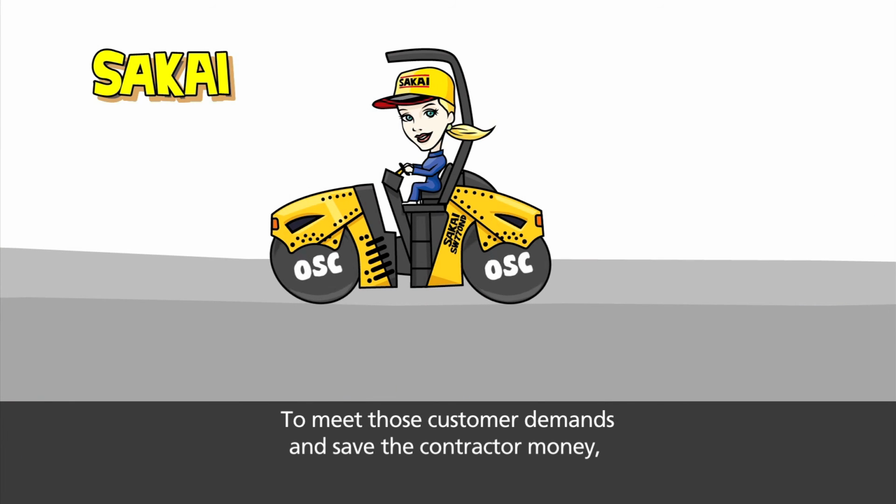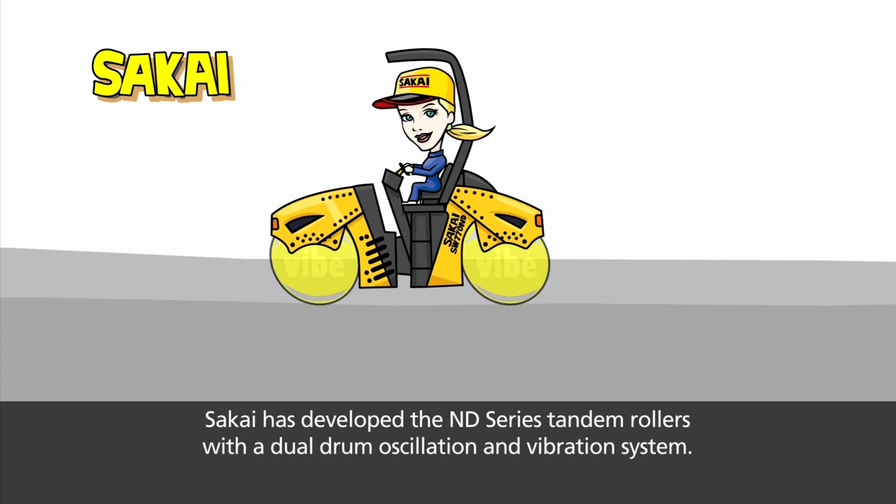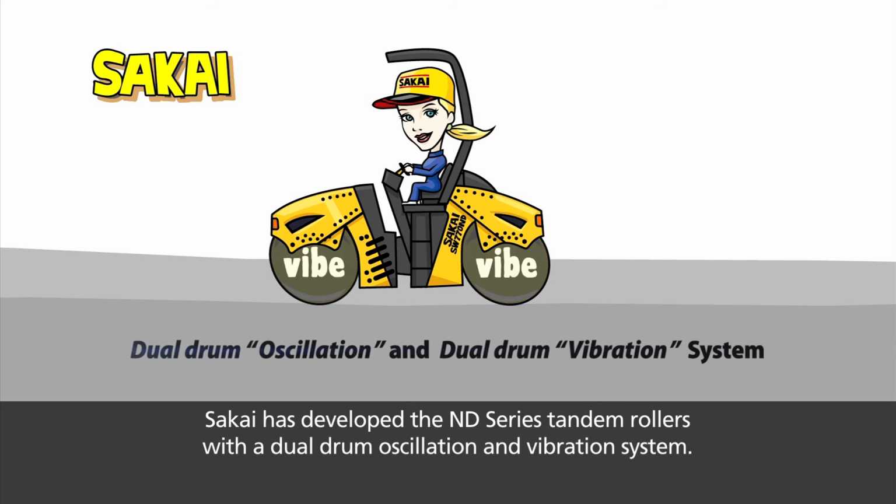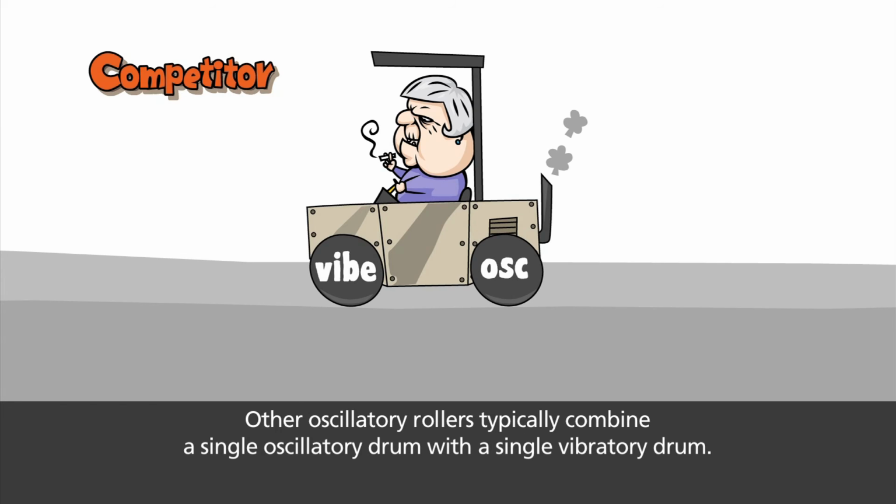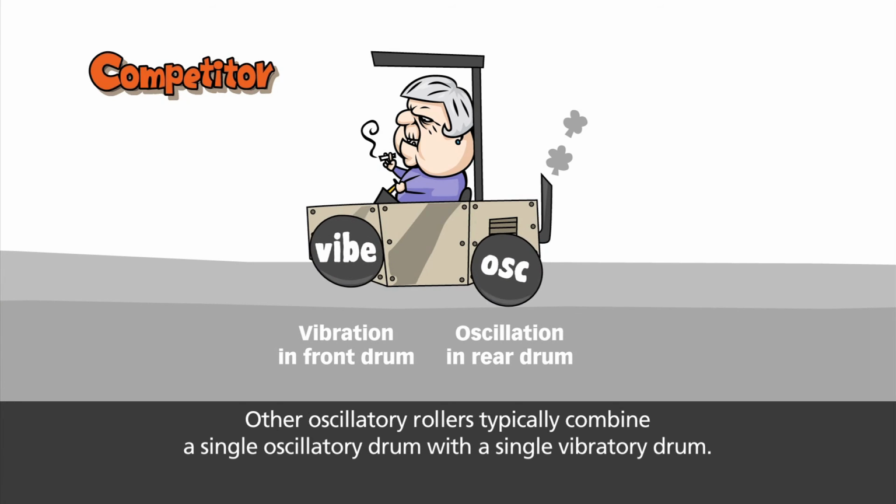To meet those customer demands and save the contractor money, SAKAI has developed the ND series tandem rollers with a dual drum oscillation and vibration system. Other oscillatory rollers typically combine a single oscillatory drum with a single vibratory drum.